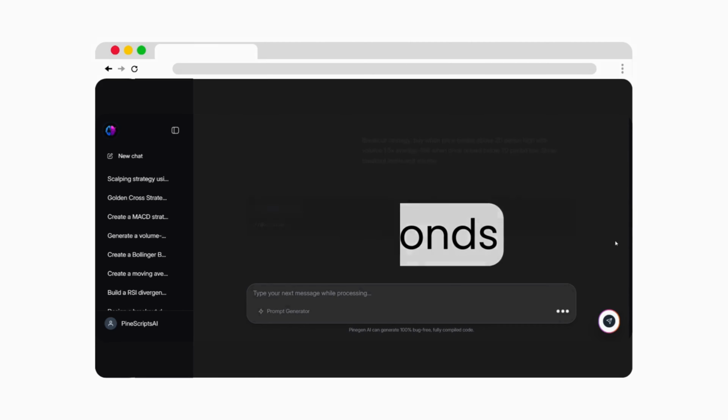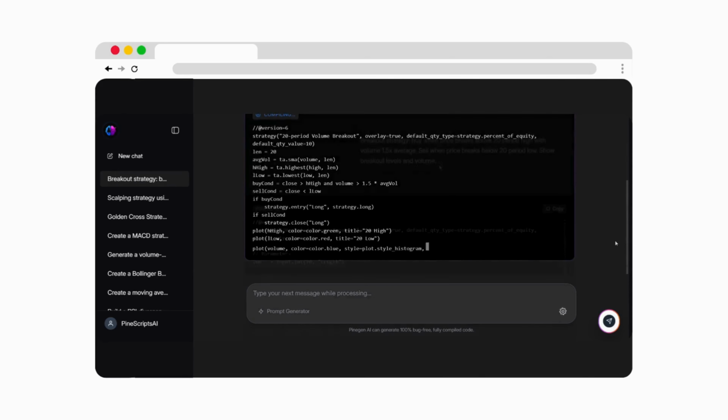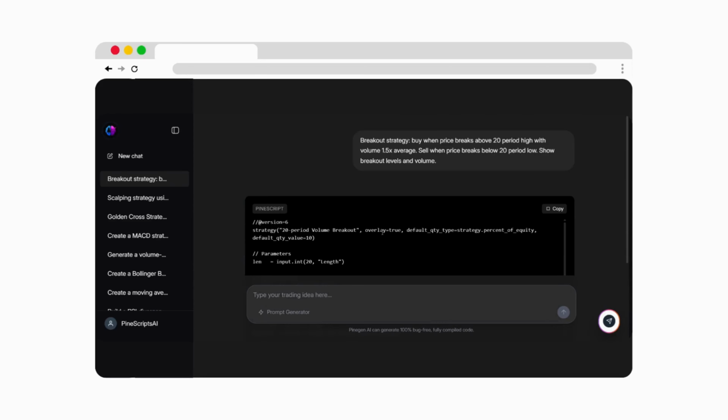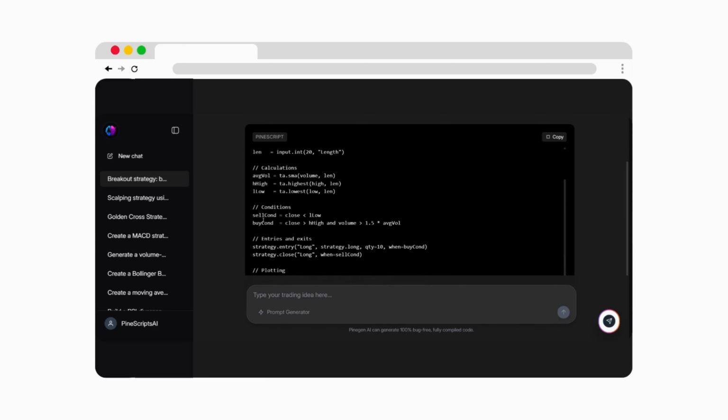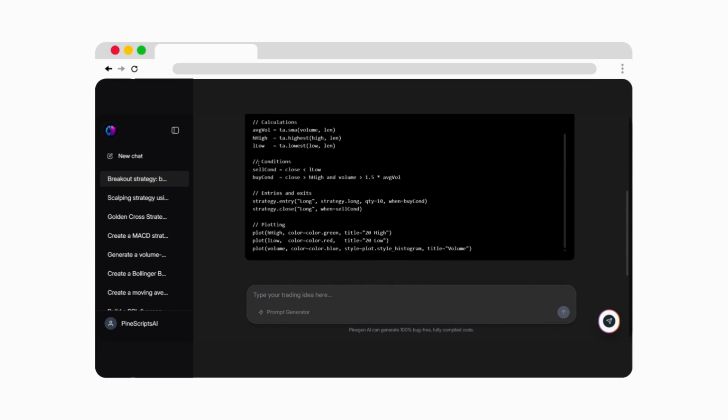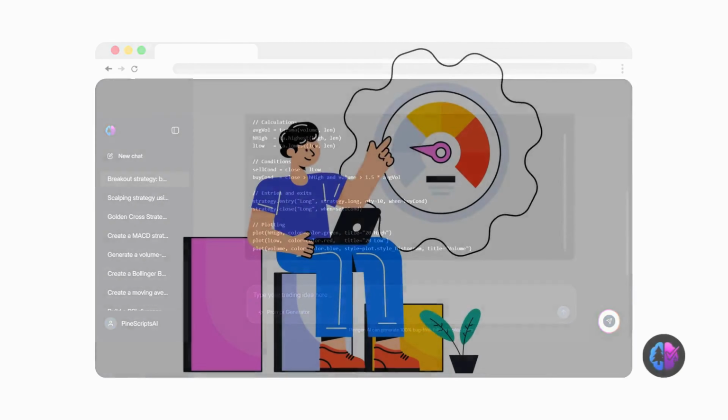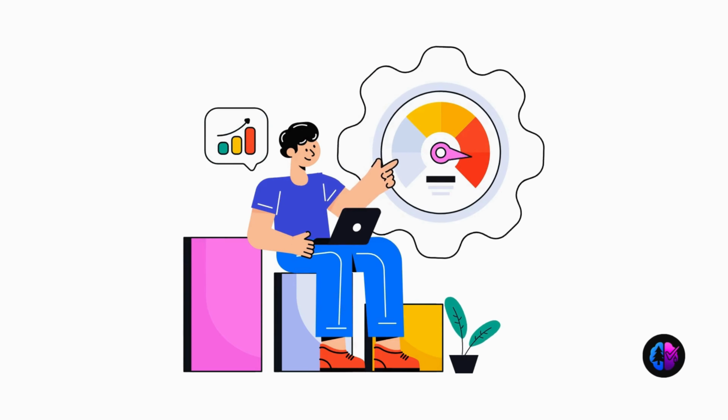5 seconds. New record. Perfect breakout detection with volume confirmation, dynamic support and resistance levels, and volume analysis. This is enterprise-level strategy development at lightning speed. So what's the secret to this incredible speed?